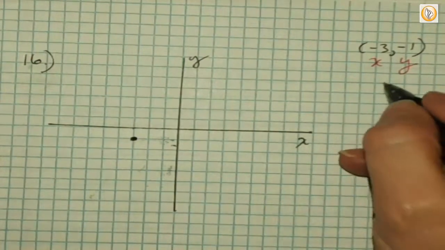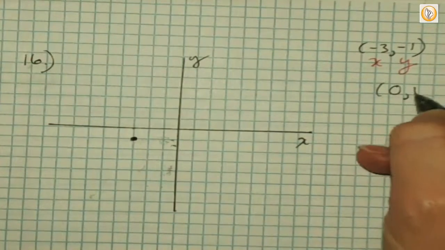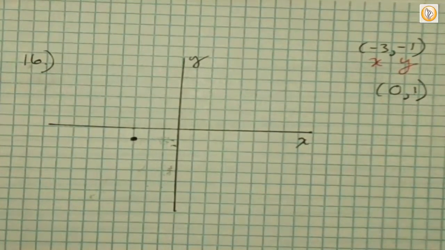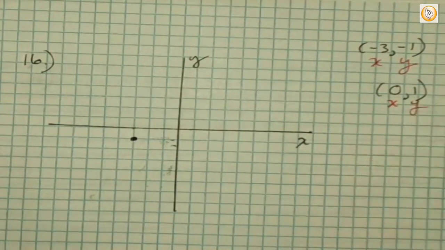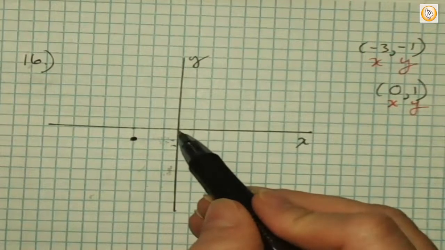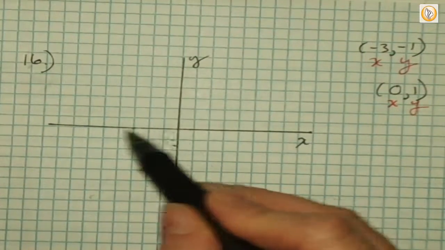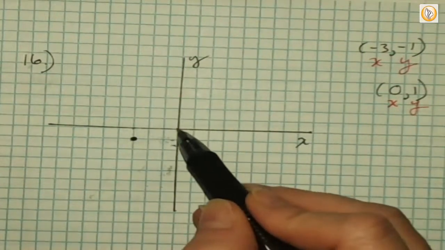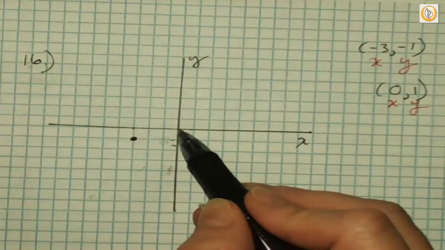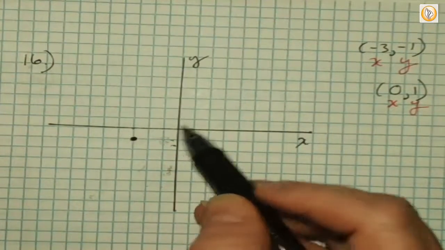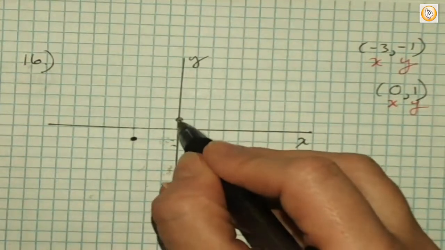The next one is 0 and 1. X is 0. So I'm right here. I can't go left or right to the negatives or positives because it's just 0. So this is 0 right here, the origin. And then the Y is +1. Do I go up or down, Emily? There you go, up. Perfect. There's that dot.